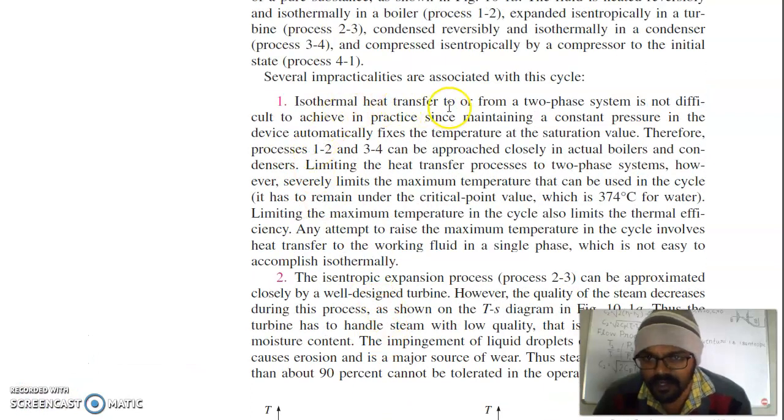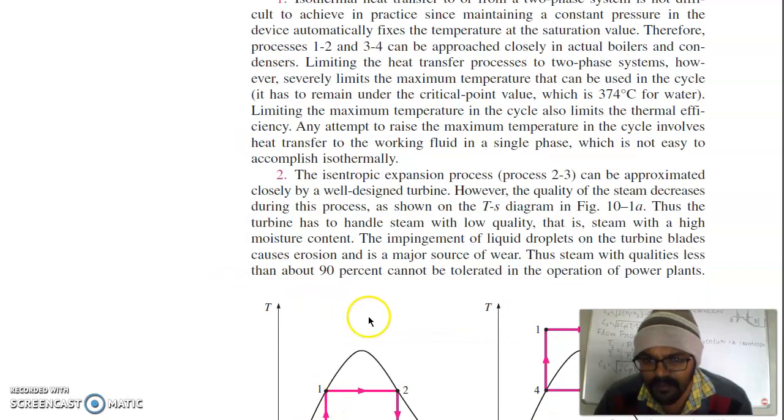Isothermal heat transfer to or from a two-phase system is not difficult to achieve in practice, since maintaining a constant pressure in the device automatically fixes the temperature at the saturation value. It means if you transfer heat from 1 to 2, you will convert the liquid into vapor. This is possible because if you fix the pressure, automatically the temperature will be fixed and the phase will change from liquid to vapor.